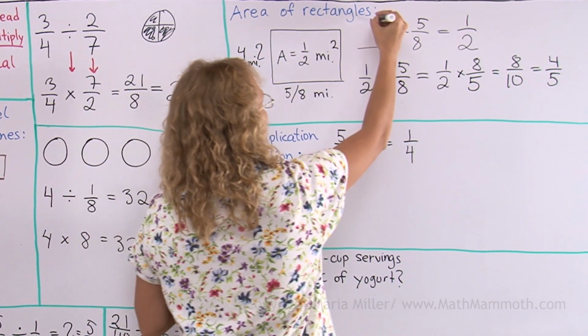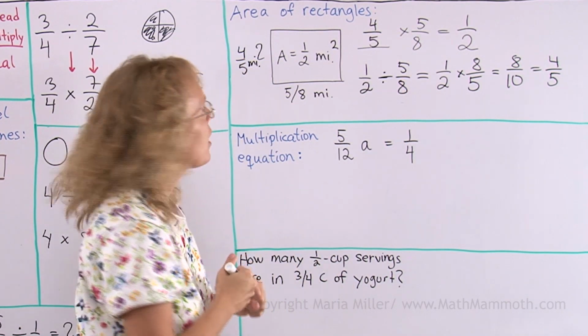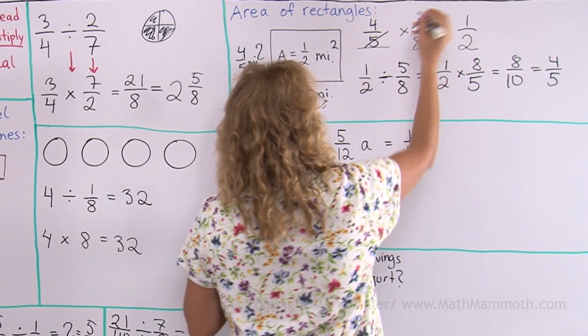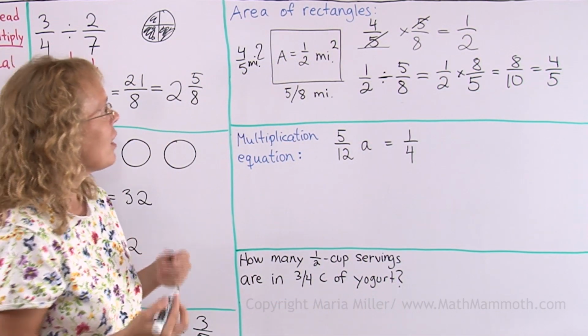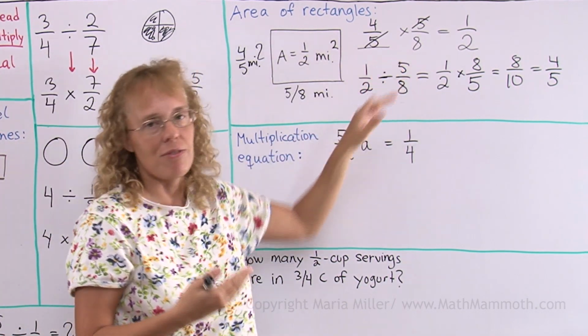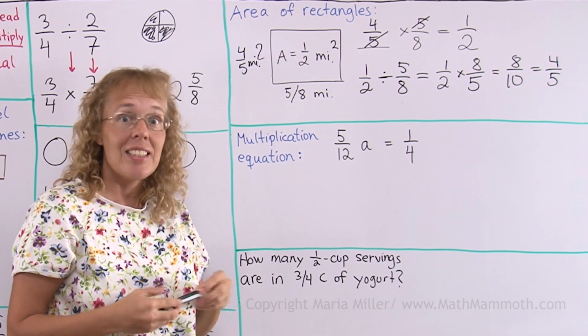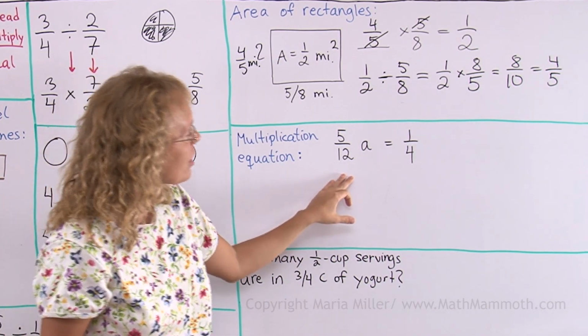Let's check. If I put 4/5 here, will it work? Okay, 4/5 times 5/8. Here, these would cancel and I would get 4/8, which is 1/2. So yes, it checks. And what I had here originally, when I had the empty line times 5/8 equals 1/2, is basically an equation, a multiplication equation. So here's another one. Let's solve this one too.